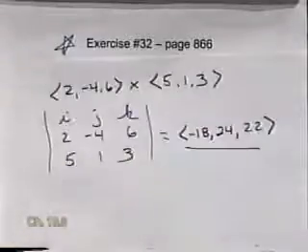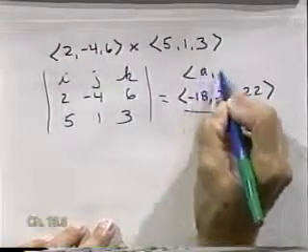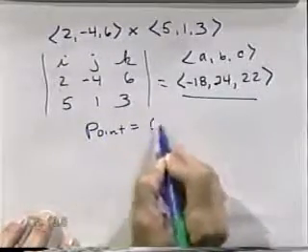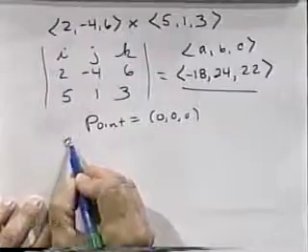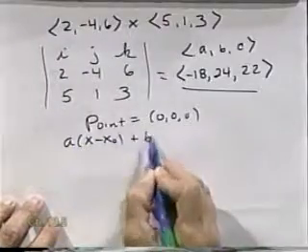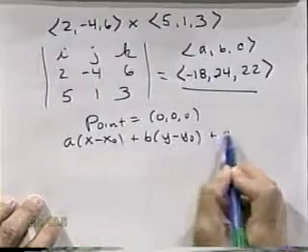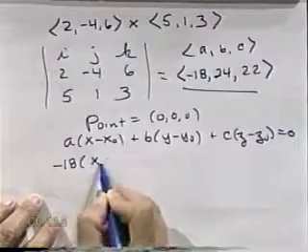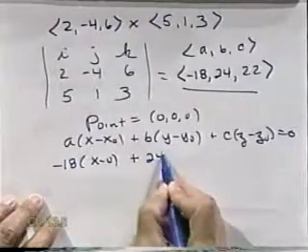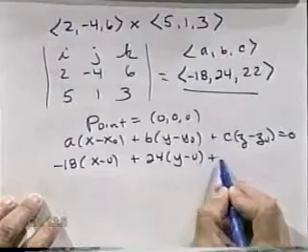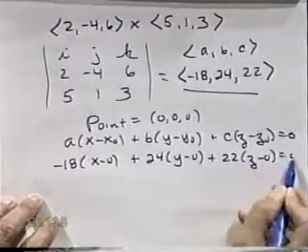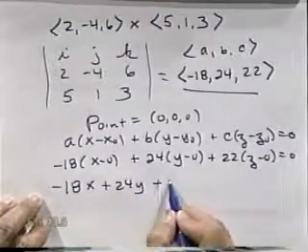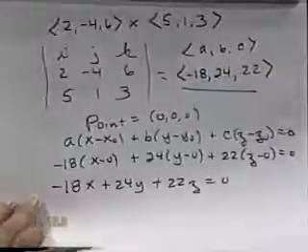So now we have, this is the vector, this is my A, B, C. And my point on the plane, we said we would use 0, 0, 0. So it's A times x minus x naught plus B times y minus y naught plus C times z minus z naught equals 0. So it's going to be negative 18 times x minus 0 plus 24 times y minus 0 plus 22 times z minus 0. So it's going to be minus 18x plus 24y plus 22z is equal to 0.